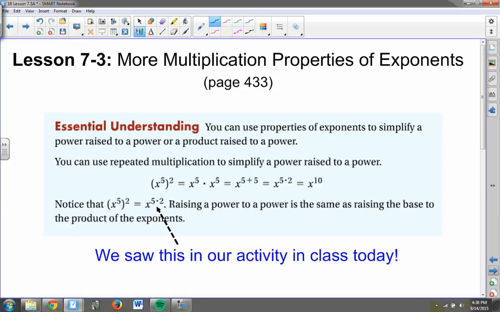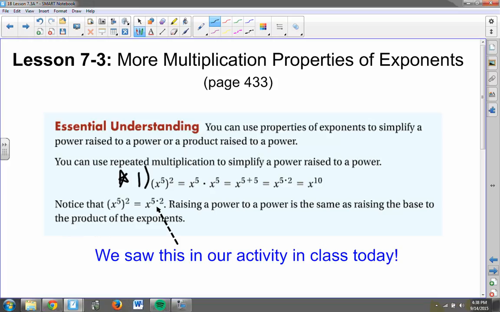There we go. More multiplication properties of exponents. We're going to go to page 433 and look at this new rule, raising a power to another power. Okay? And right here, this problem is number 1 from your activity, or essentially it's number 1, except instead of a 4 in your activity, we now have an x.